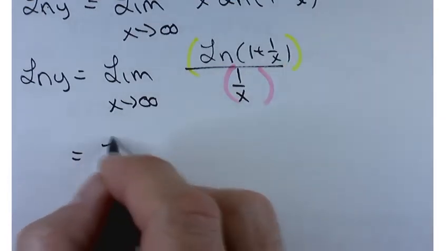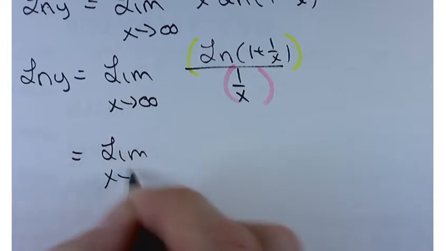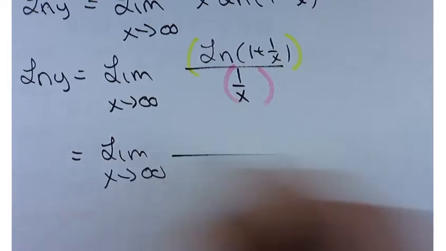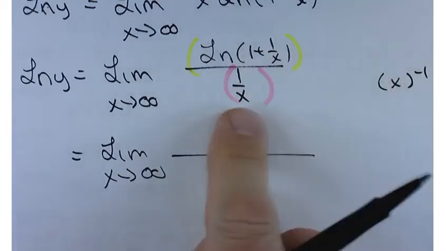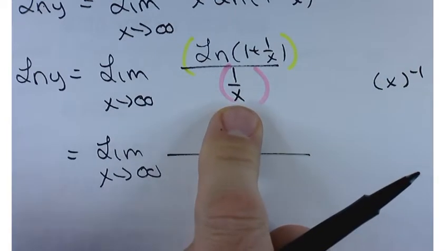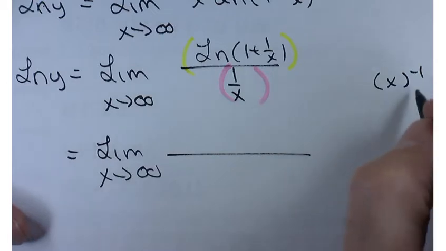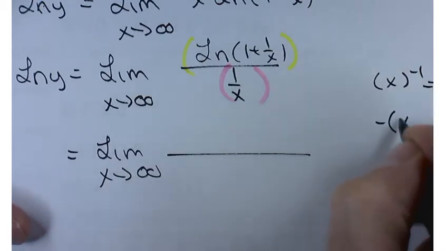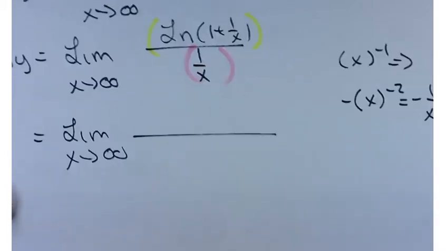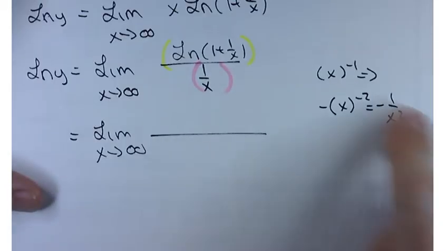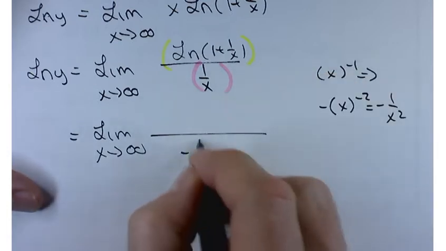Let's apply L'Hopital's rule here. That's going to be the limit as x approaches infinity. Let's do the denominator first. Remember, the denominator you can think of as x to the negative first power. When I differentiate that, that's going to be negative x to the negative second, or better yet, negative 1 over x squared. So that's going to be the derivative of the denominator, negative 1 over x squared.